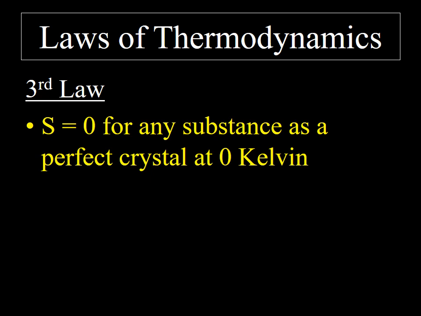If you're a perfect crystal, that's the most organized a system could be. Everything is perfectly lined up. So that should make some sort of sense to you that if you are a perfect crystal with no movement and no energy, no velocity, no temperature, then that's the most organized any substance could be.